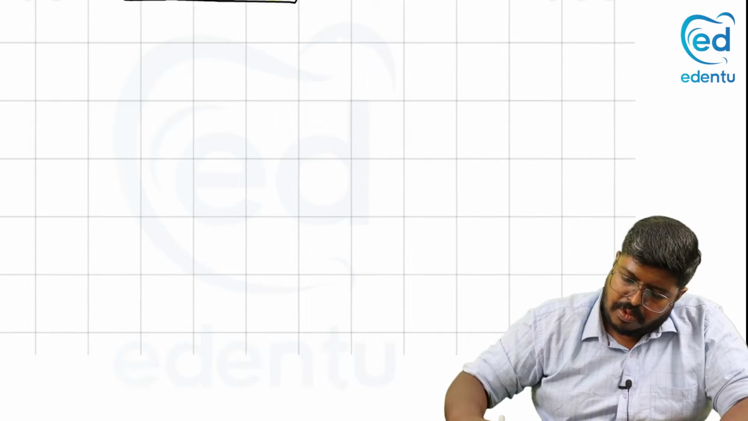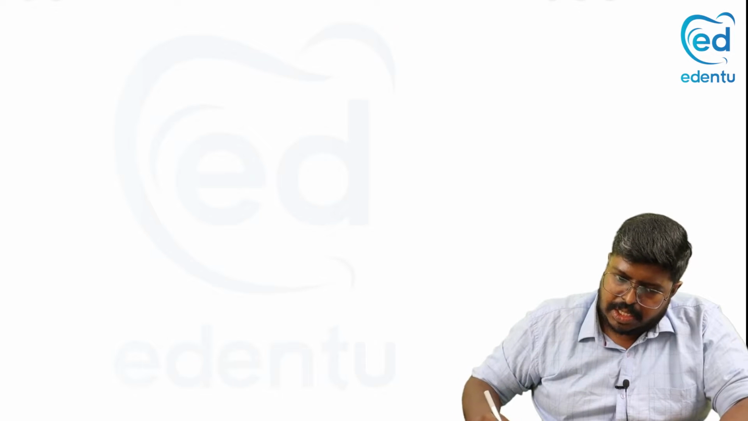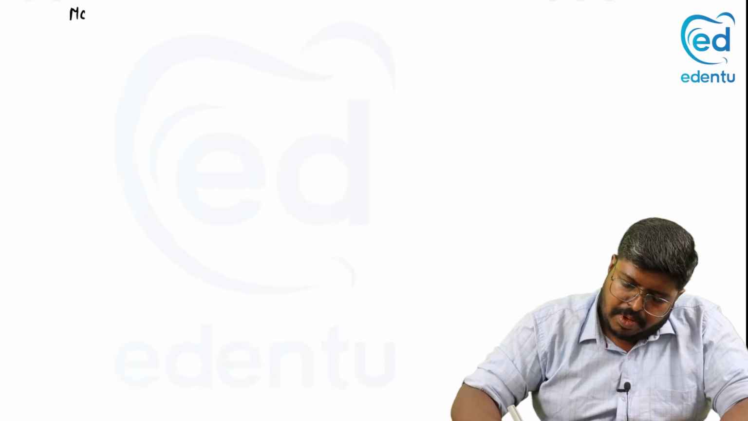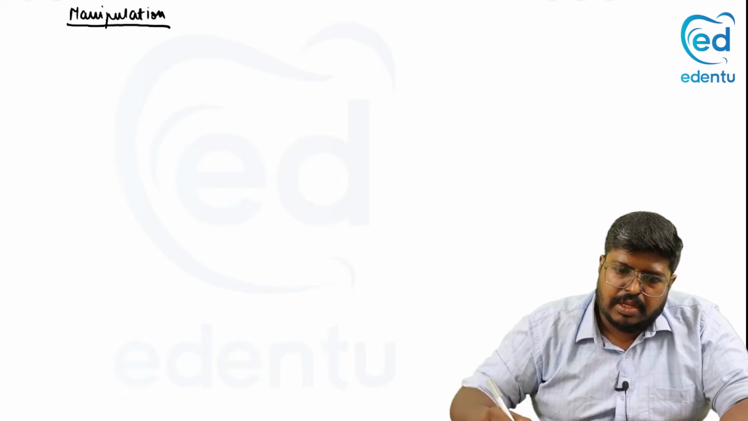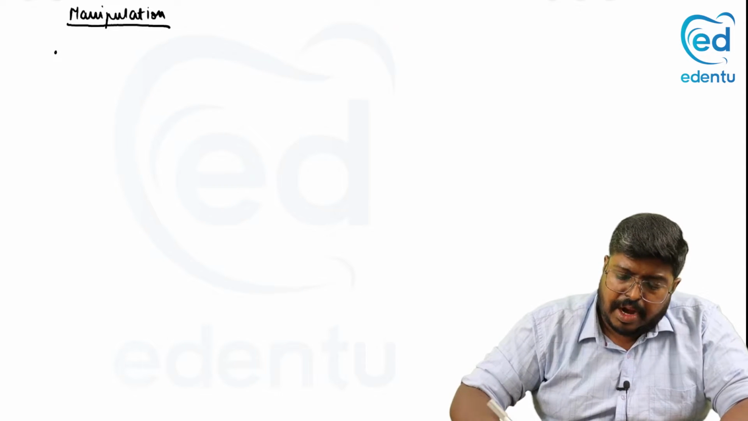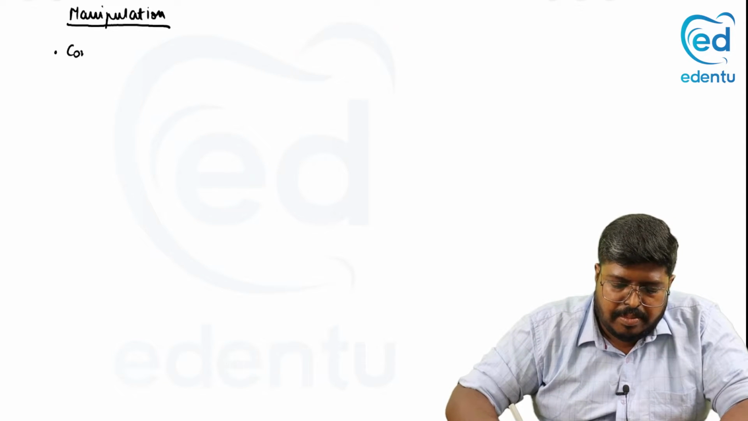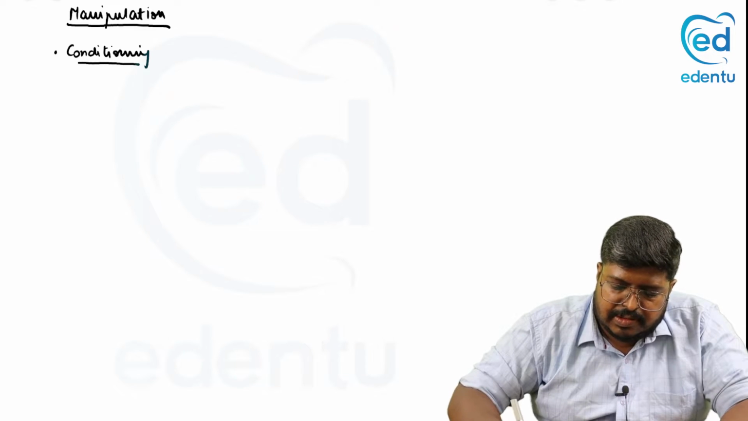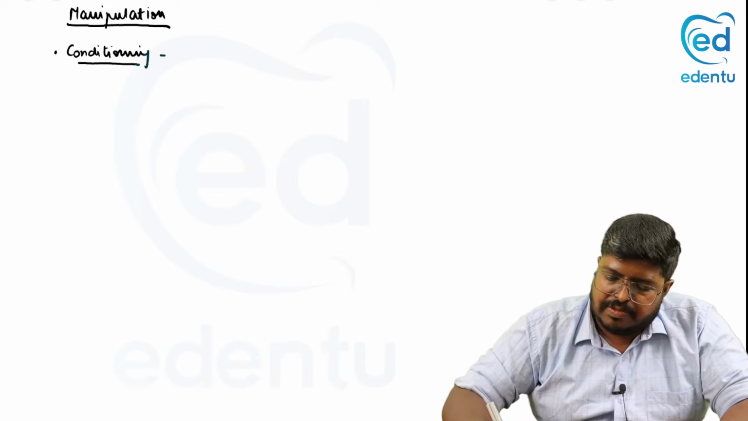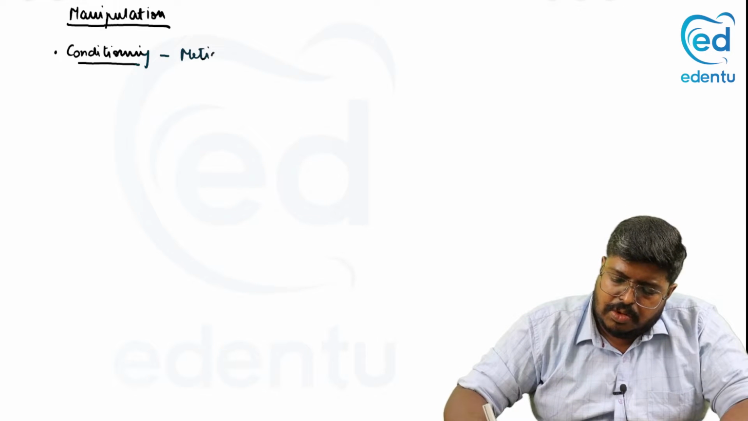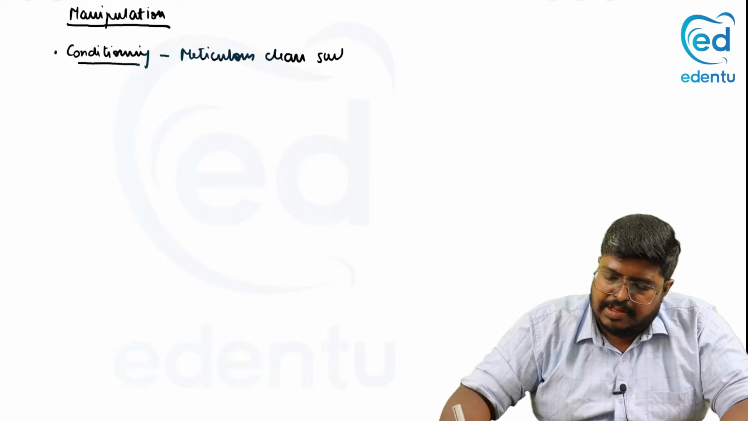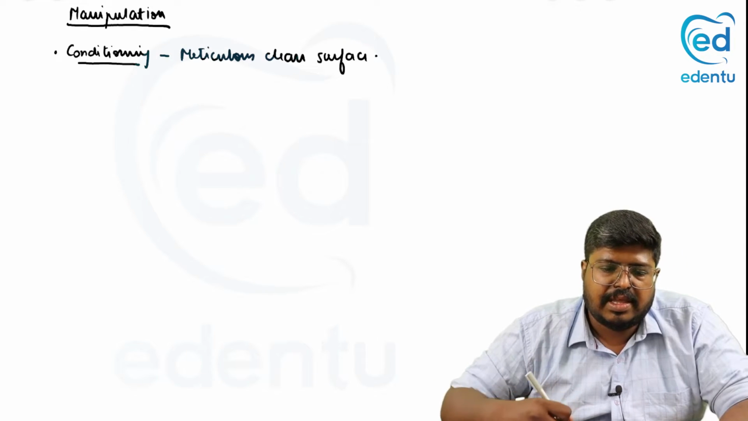Now we move on to the manipulation of the zinc polycarboxylate cement. Okay, so unlike other cements, you have to maintain perfect condition of the tooth. This process is called conditioning of the tooth surface. You have to meticulously clean the tooth surface. A meticulously clean surface of the tooth is important.